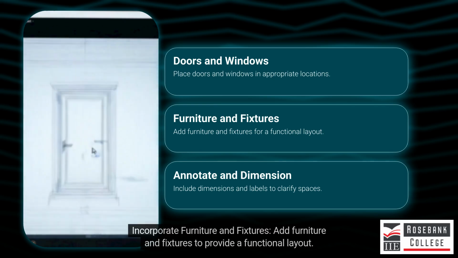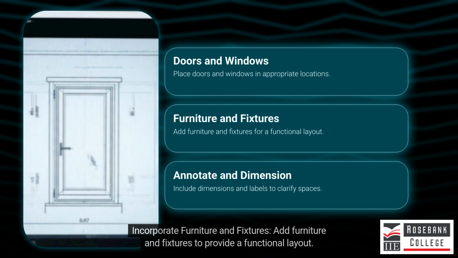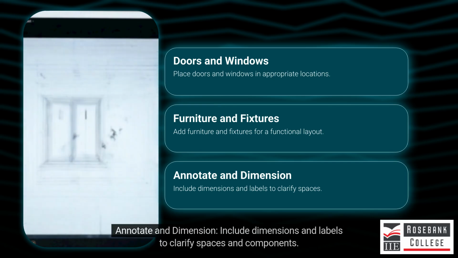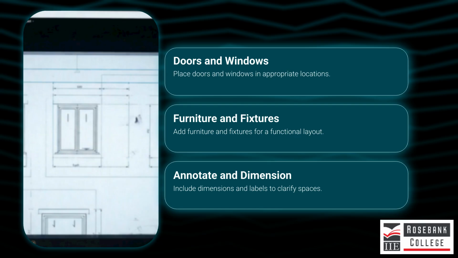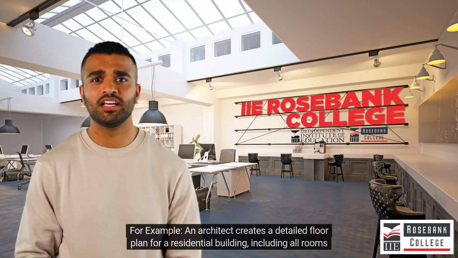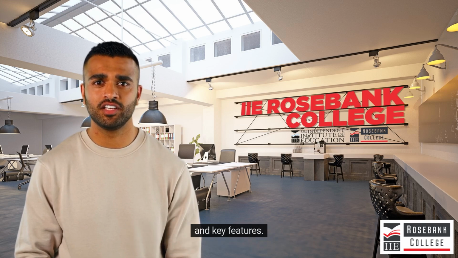Incorporate furniture and fixtures. Add furniture and fixtures to provide a functional layout. Annotate and dimension. Include dimensions and labels to clarify spaces and components. For example, an architect creates a detailed floor plan for a residential building, including all rooms and key features.